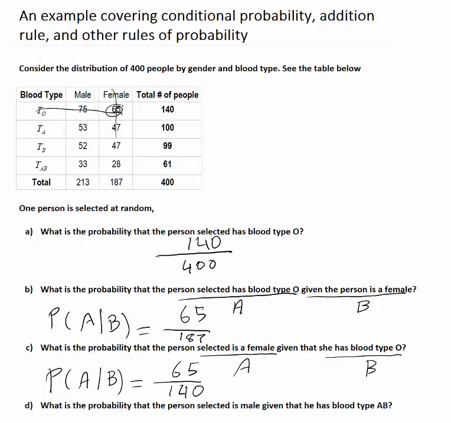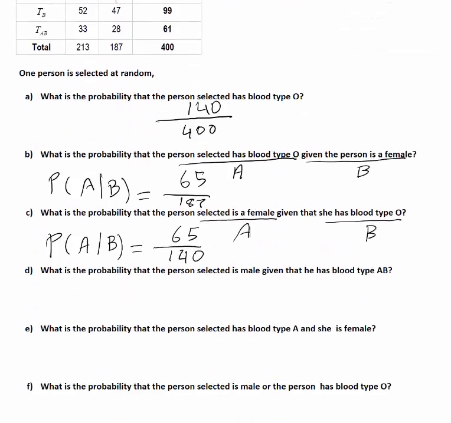Okay, let's move to the next question. What is the probability that the person selected is male given that he has blood type AB? Okay, so this is the first event. Let me call it E. And the person has blood type AB. Let's call it F. So we want the probability of E given F equals.